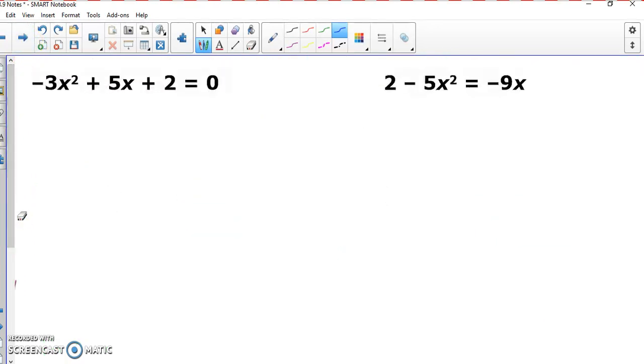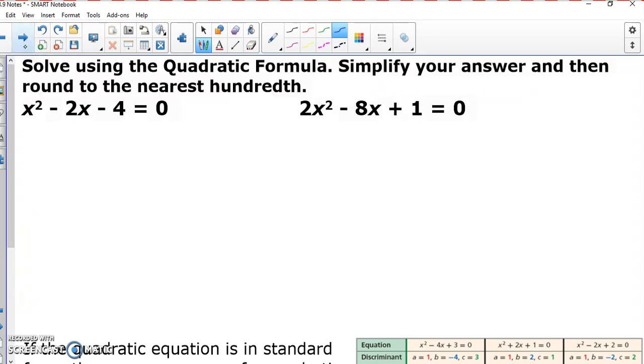Okay, so why don't you go ahead and try these next two on your own. Again, remember you need to make them equal to 0 before you do anything.